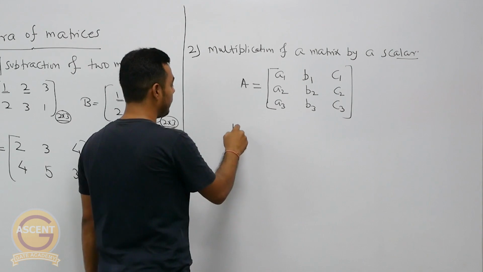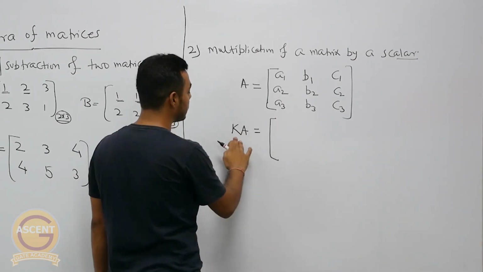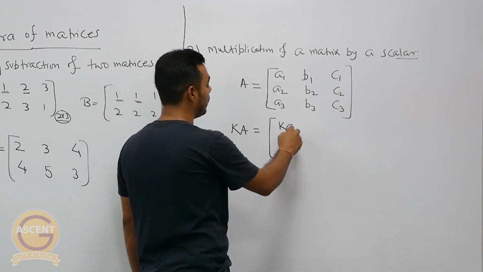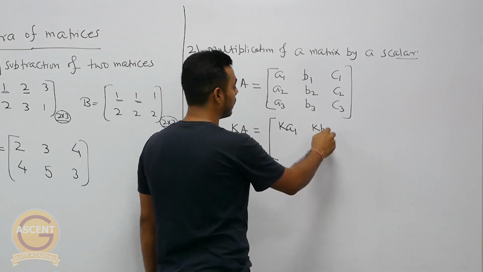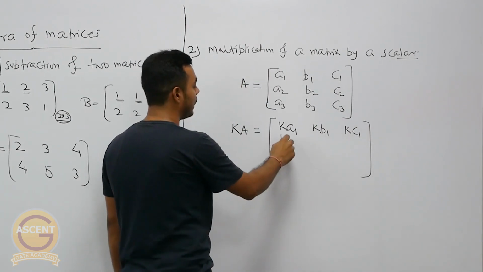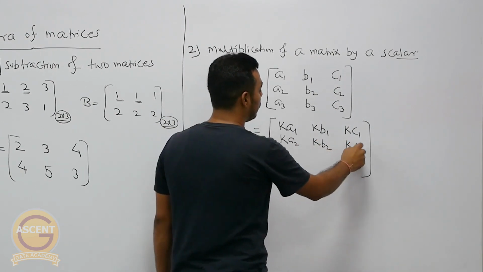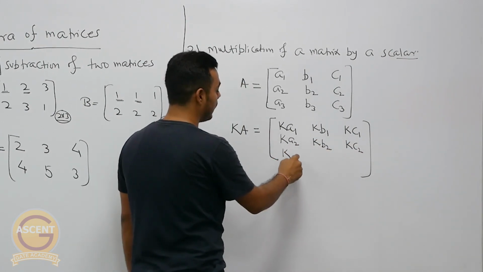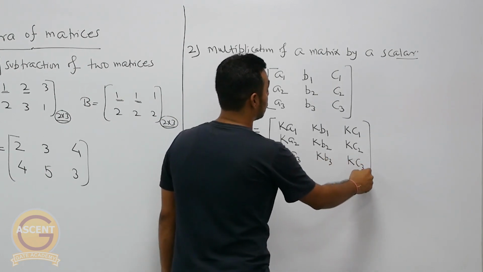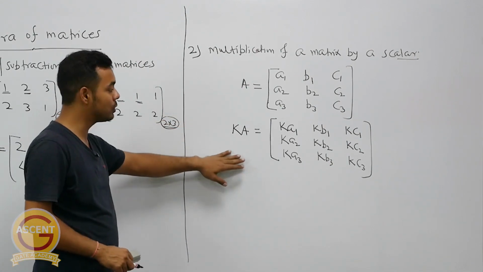So if I have to multiply this matrix by K, then we are going to multiply each element by this scalar quantity K. Our first row will become KA1, KB1, KC1. The second row will be KA2, KB2, KC2, and the third row will be KA3, KB3, and KC3. So if I have to multiply a matrix by some scalar quantity, then we multiply each of those elements by that scalar.